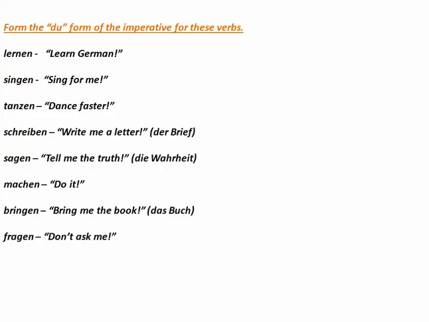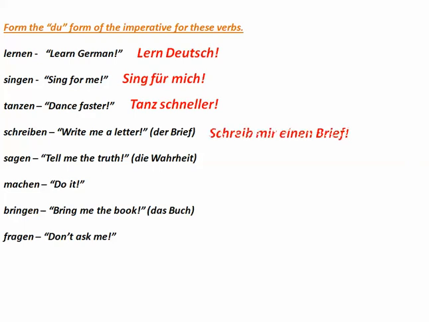Okay, so we're going to take these one section at a time so that you can see how they act. The basic form of the imperative is to take the second person singular present tense conjugation of the verb, or the du conjugation of the verb, like du lernst. We're going to drop the st off of it, and we're going to get the imperative form of the verb. So, for example, learn German becomes lern Deutsch, or sing for me, sing für mich, dance faster, tanz schneller, write me a letter, schreib mir einen Brief.